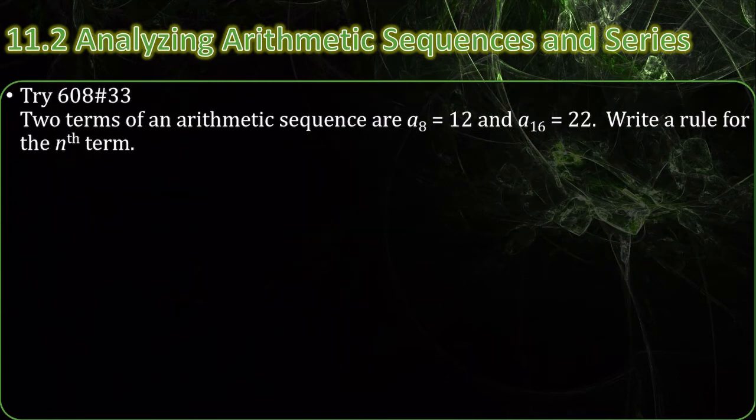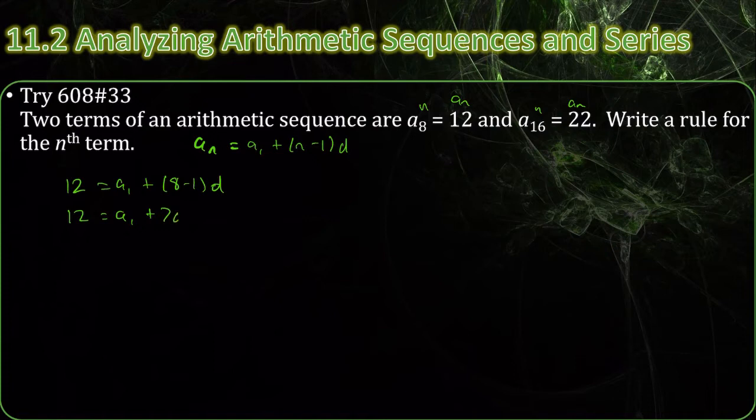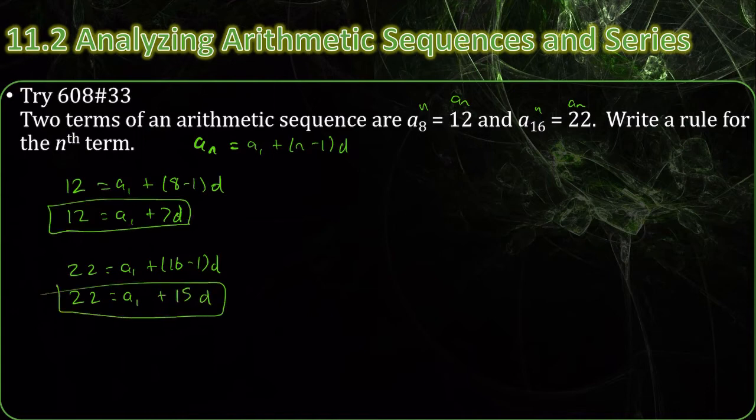Why don't you pause this and try number 33. Remember, you're going to have two equations where this is n and this is an. So you'd have 12 equals a1 plus 8 minus 1 times d, or 7d. And you'll have 22 equals a1 plus 16 minus 1 times d, or 22 equals a1 plus 15d. So take those two equations, solve a system of equations, finish working it out.